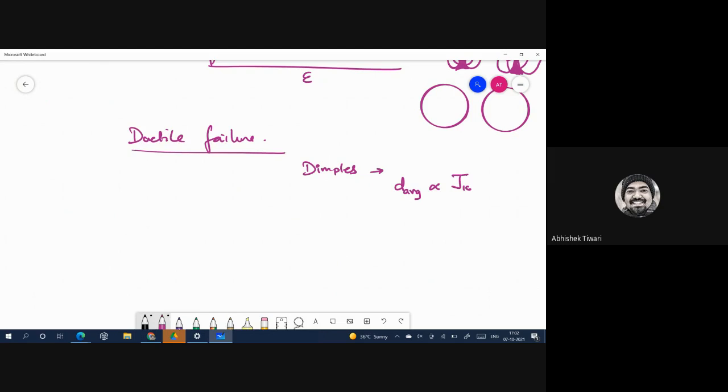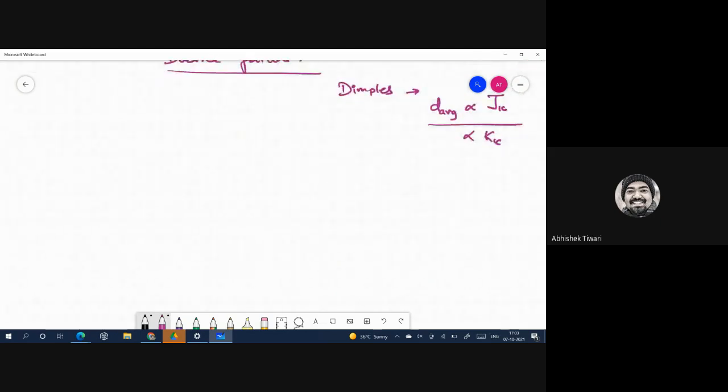So J1C will be covered later on. So this is related to the fracture toughness. Sometimes it has been related to K1C also. Okay. You will not see dimples in cyclic loading. You will not see dimples in the brittle material. You will see dimples only when it is monotonic loading for ductile materials.